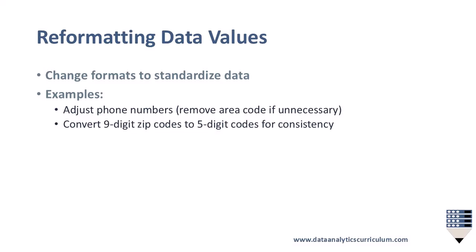Reformatting data values. Next is reformatting. This involves changing the structure or appearance of data values for consistency. For instance, you might remove unnecessary area codes from phone numbers, or shorten 9-digit zip codes to 5 digits if the extra detail isn't needed. Standardizing these values makes sorting and matching across datasets much easier.